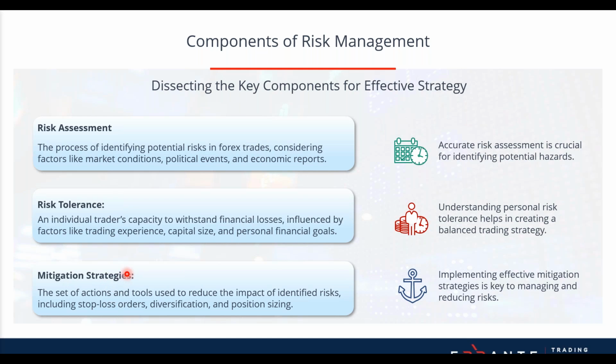So as I showed you in the previous diagram there, it elegantly illustrates how these three components, risk assessment, risk tolerance, and mitigation strategies interconnect and support each other. And it's a dynamic, ongoing process where each component feeds into and informs the others, creating a comprehensive risk management system. In summary, effective risk management in Forex trading is a combination of accurate risk assessment and understanding your personal risk tolerance, and also implementing robust mitigation strategies. It's about being prepared, staying informed, and acting prudently. Master these components, and you position yourself not just to survive in the Forex market, but to thrive.